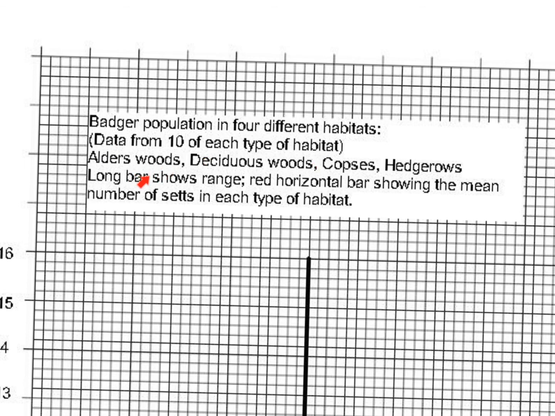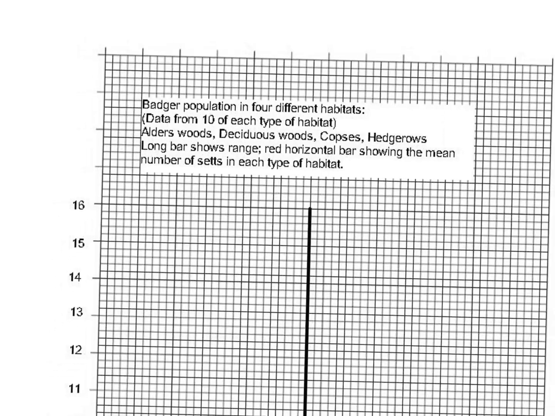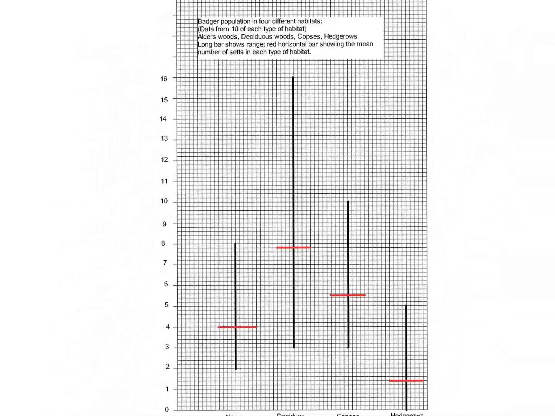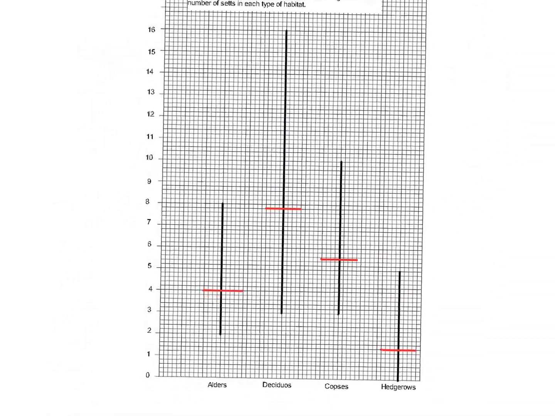So they actually not sampled 4 woods. They went into 10 of each type of woods, as you can see, and this is the results here. Okay, so for each type of wood, they have sampled 10 such woods. Okay, and here you have the results.